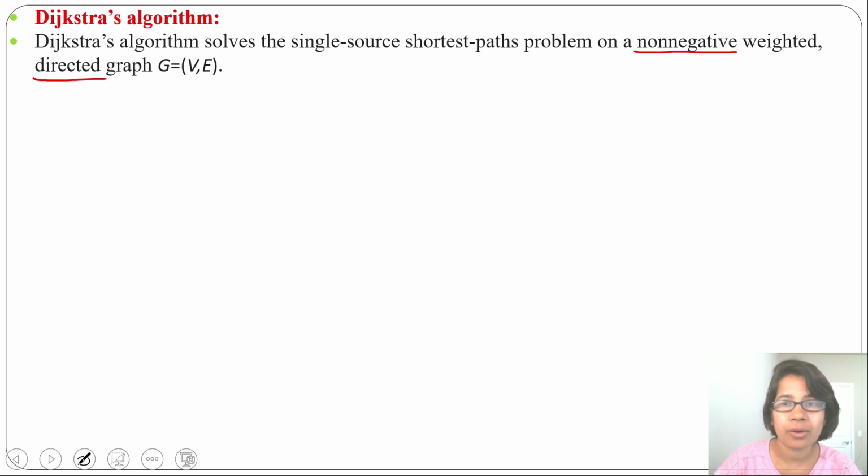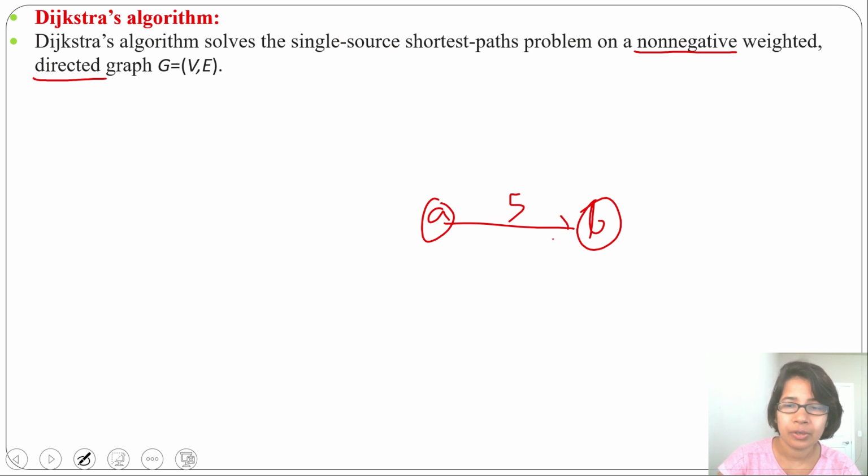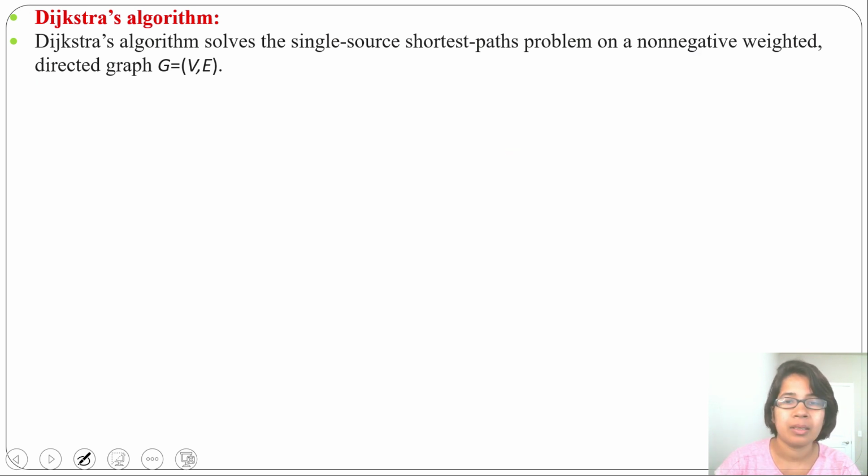If directions are not given, you can add direction to both sides. Here weight is 5. So you can consider this weight is for A to B and B to A. You can add edges like this. So A to B weight is 5, B to A weight is 5. If an undirected graph is given, you can make it to a directed graph.